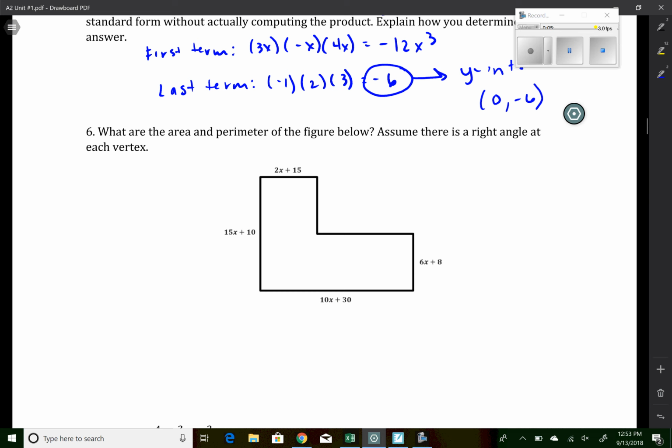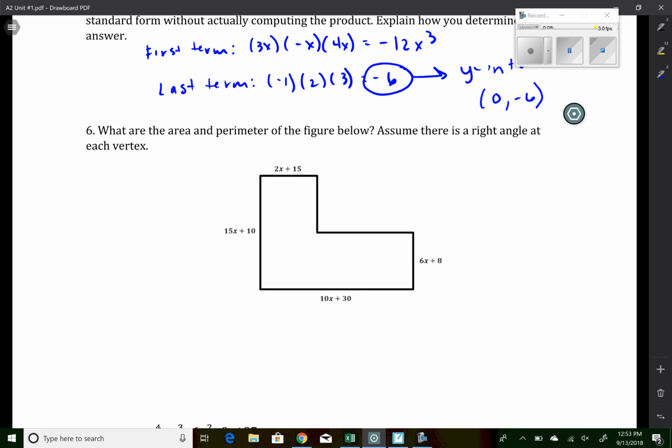Number 6, what are the area and the perimeter of the figure below? So let's start with perimeter because that's the easiest. I'm just going to add up all of the pieces on the outside, but if you notice, I'm missing a couple. So looking at this piece here, which I'll highlight in blue, that piece is going to be the subtraction of 15x plus 10 and 6x plus 8. So that's going to wind up being 9x plus 2.